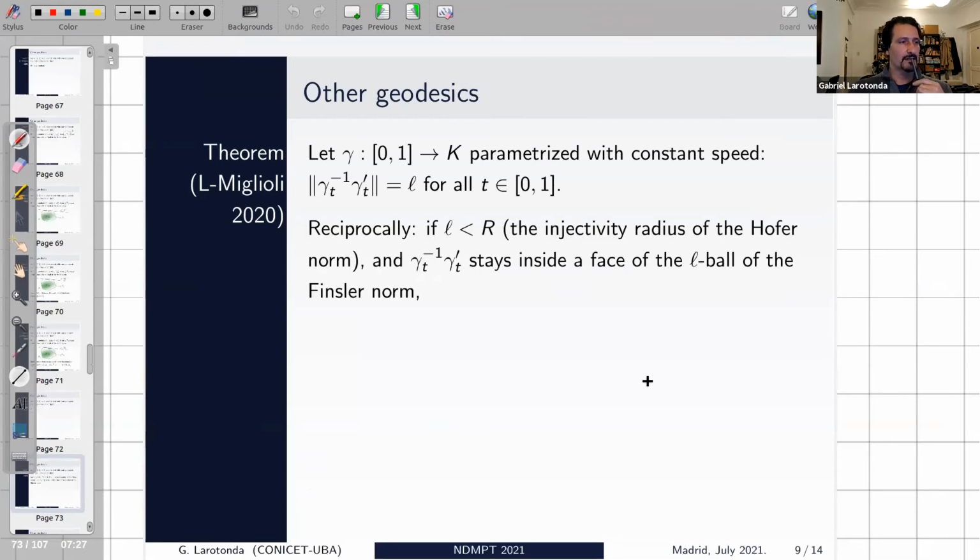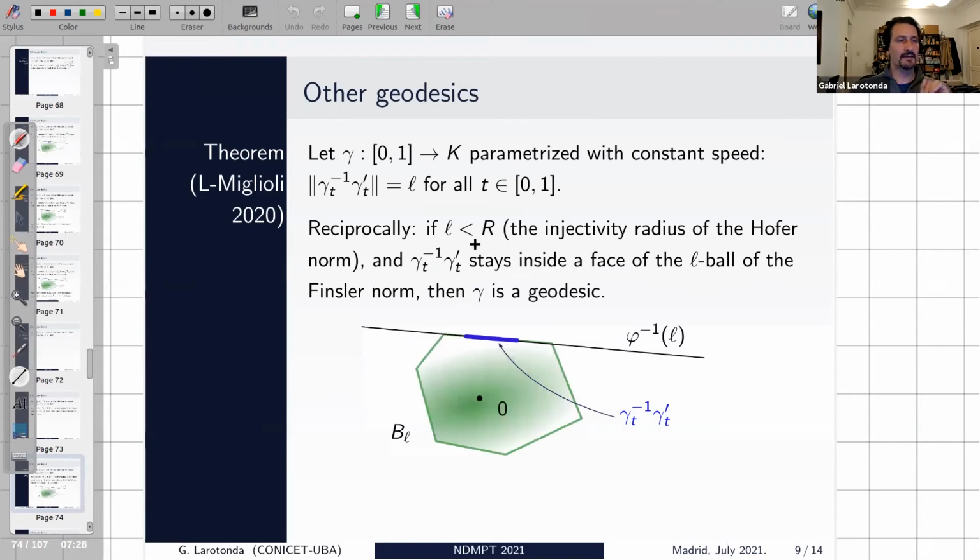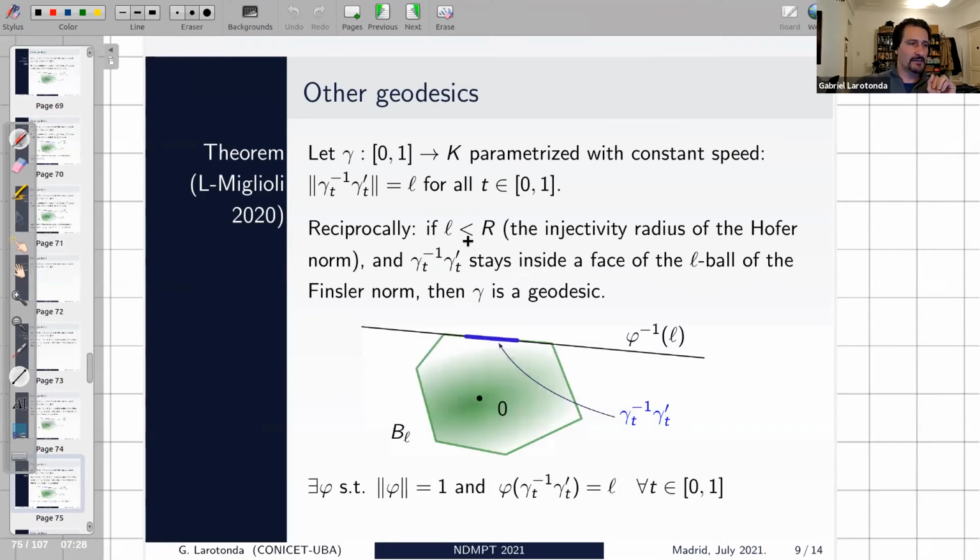And the other way around, it's more or less the same with some technical observation. That is, if you take any path and the logarithmic derivative stays inside the face of the ball, but it's not too long, then it will be a short path. So the condition is the same with the addition of this condition, which is more or less obvious, right?